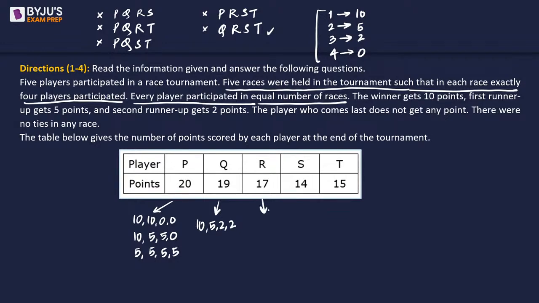Okay, now what about 17? Now 17 is 5 plus 2, right? So this person can get 10, 5, 2, that is 17. Or what we can do is break this 10 as 5, 5 and then 5 and 2. R's scores in 4 races will be all of these. Is there any other way for 17?